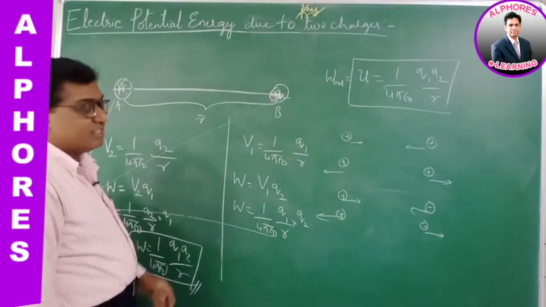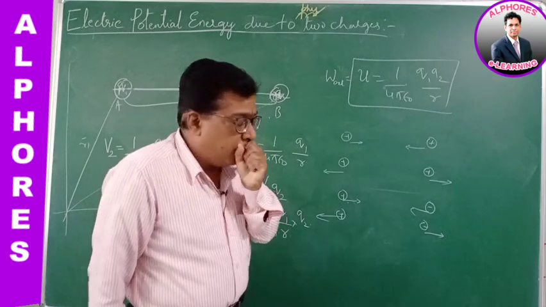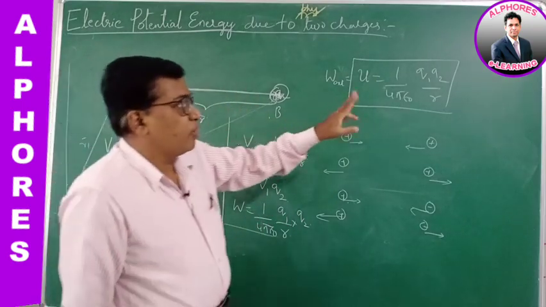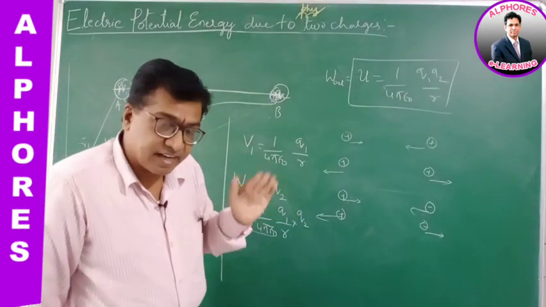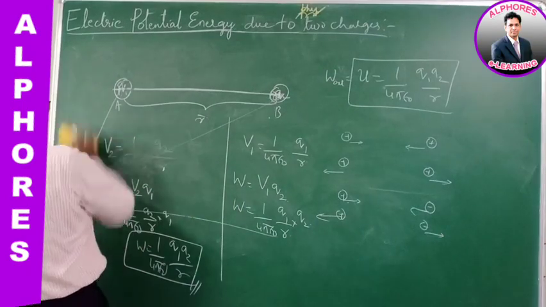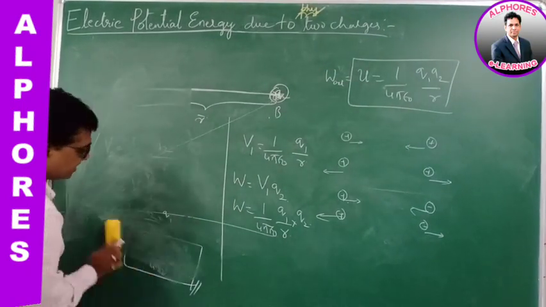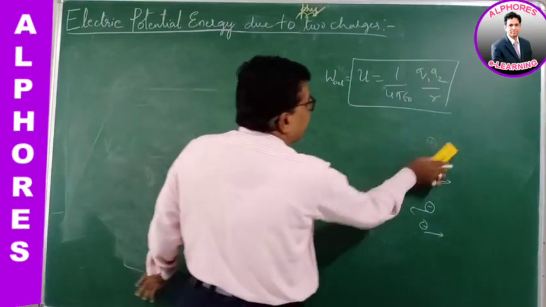So this way, the interaction energy between the charged particles depends upon the product of the charges and the distance between them. It can be positive, negative, zero, right? It is independent of the path followed.